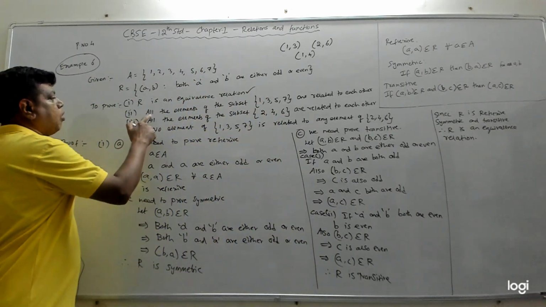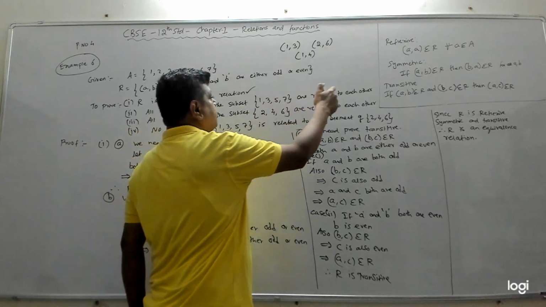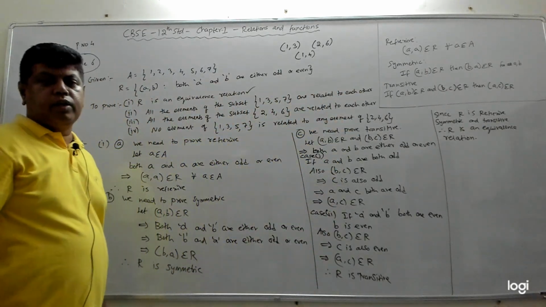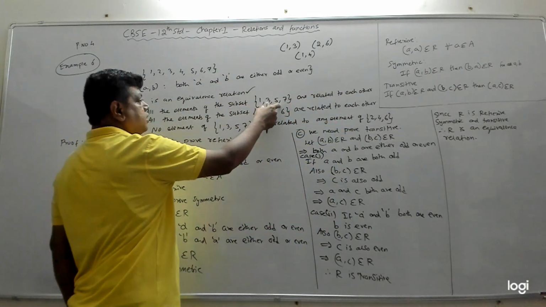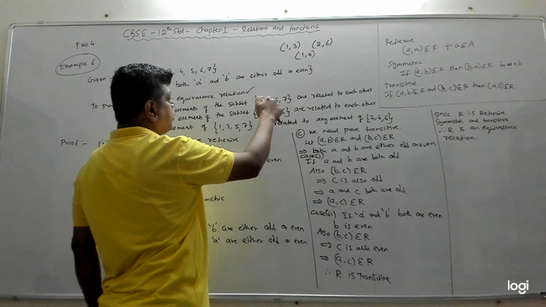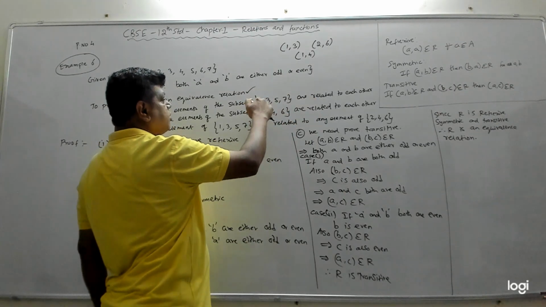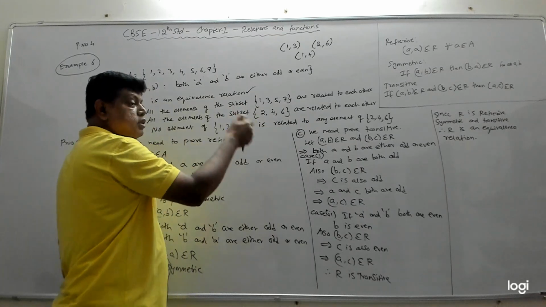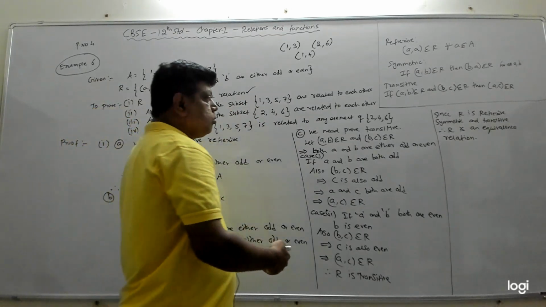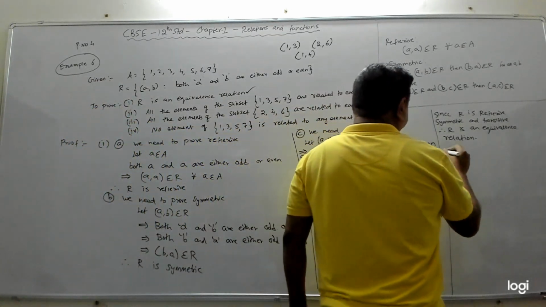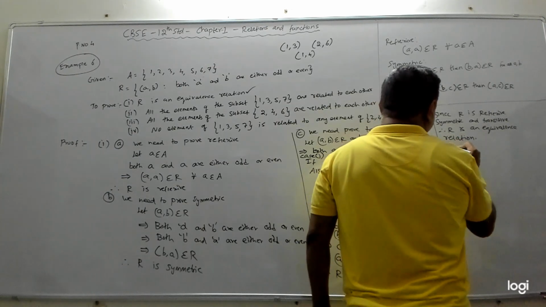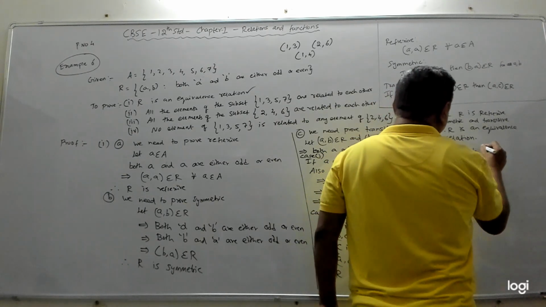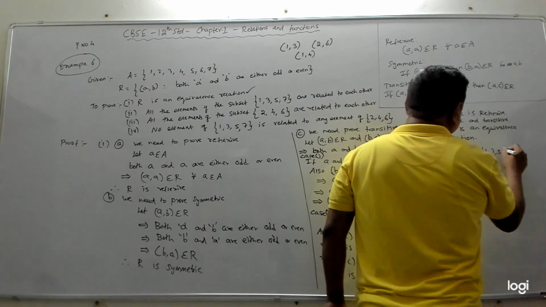Now what we should do: all the elements of the subset are related to each other, we should say. Which means we should prove 1 is related to 3, 1 is related to 5, 1 is related to 7, 3 is related to 1, 3 is related to 3, all that we will have to prove. So now second part. Second part is subset 1, 3, 5, 7.